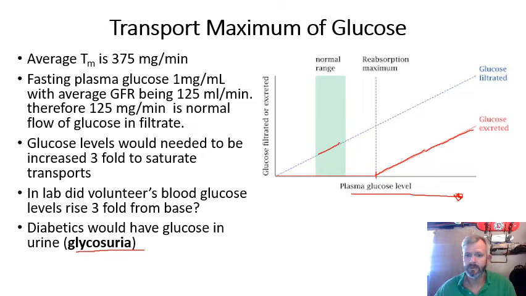Okay, but typically we're in this range and we don't get excretion. All that glucose gets reabsorbed. We can even be just mildly diabetic and we still don't get excretion. But when you start getting extreme uncontrolled diabetes and the plasma glucose levels climb higher, we start getting the excretion in the urine.